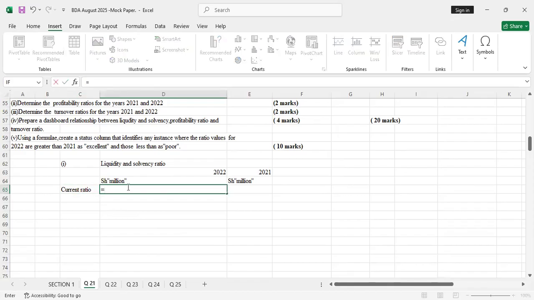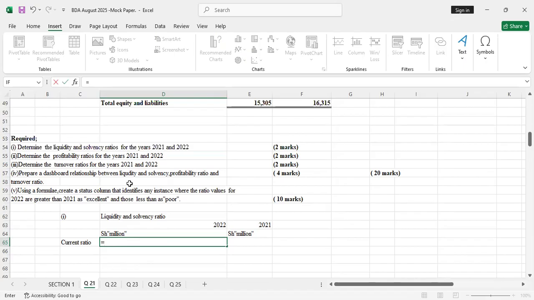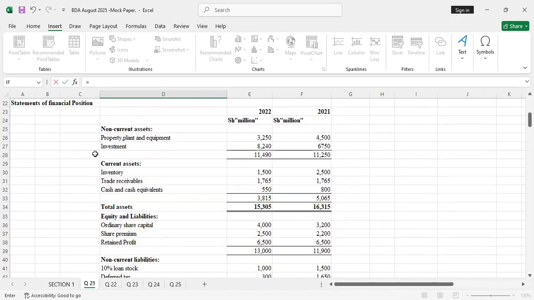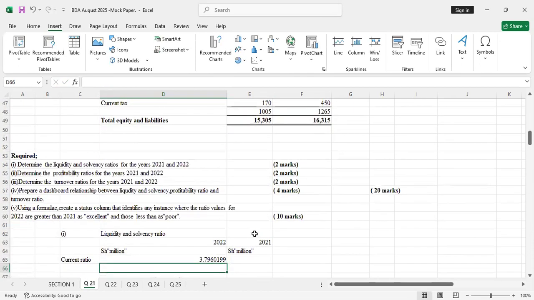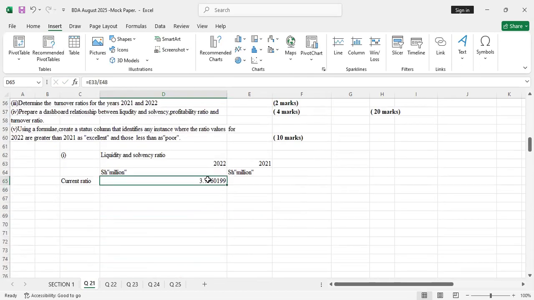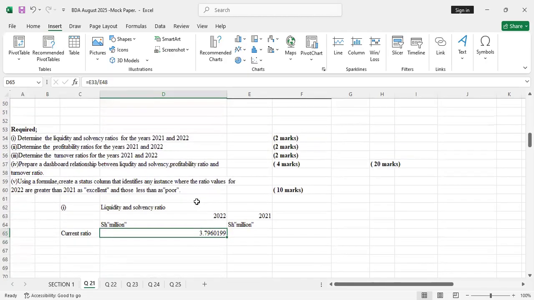So the formula I've said is the current assets divided by what? Current liabilities. So you go and check on the statement of financial position. We have the current assets. When you total that, the totals are here. So I'll take that and I divide by what? Current liabilities. So current liabilities are here: trade payables, accruals, and current tax, a total of 1005. So once you divide it, it will give you that ratio. So it was 3.79. So that's the current ratio for 2022.